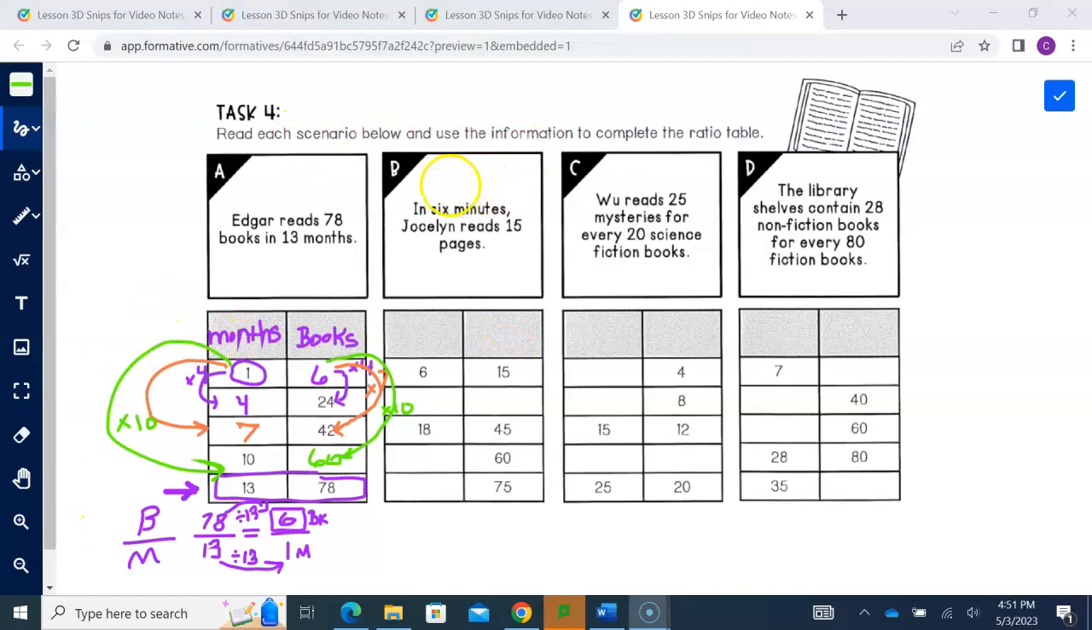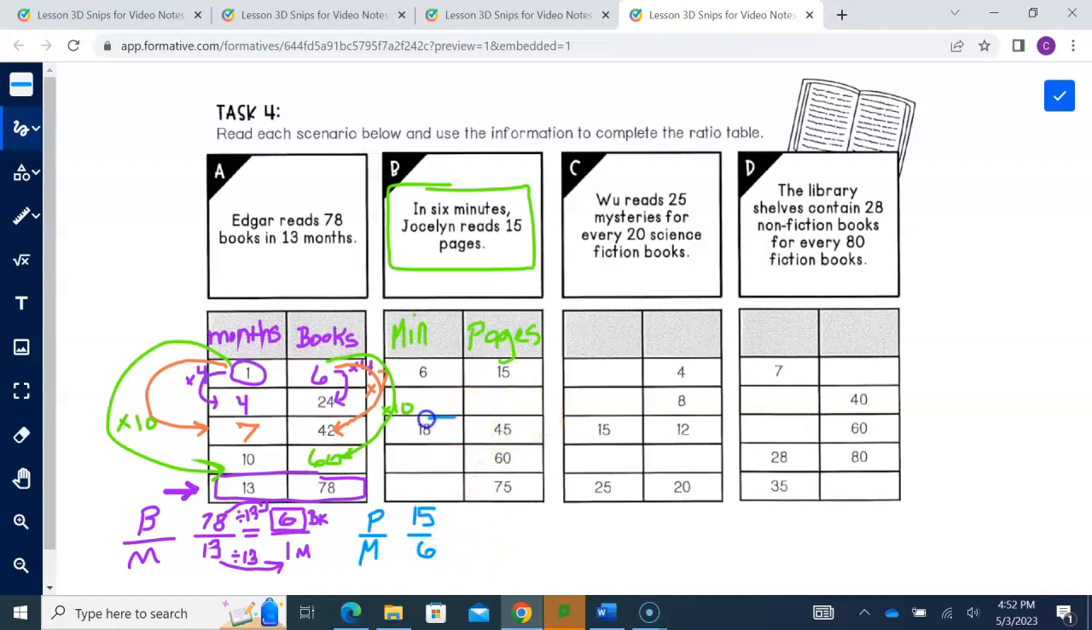Okay, looking at this scenario, we know that in 6 minutes, Jocelyn can read 15 pages. So this is a little different scenario. Looking at our columns, I can see that she has 6 minutes. So this is the minutes. I'm going to abbreviate minutes. And she reads 15 pages. So I'm going to put pages into that column. We don't have a unit rate for this because we don't have that 1 in the bottom. If we're going to do pages compared to minutes, we know it's a 15 to 6 ratio.